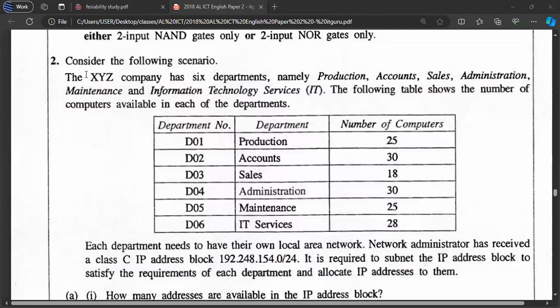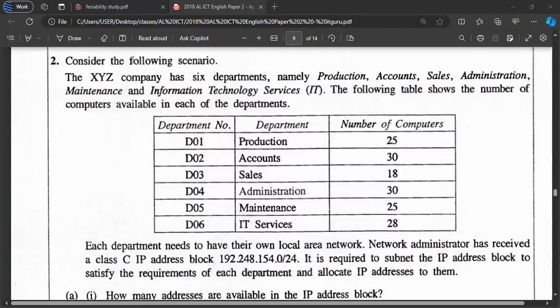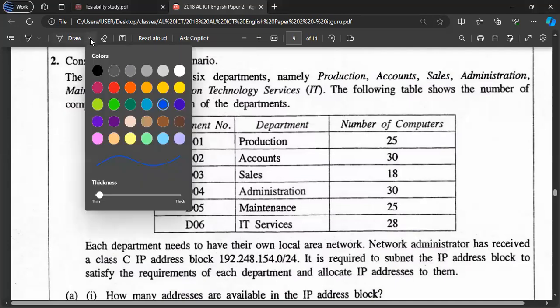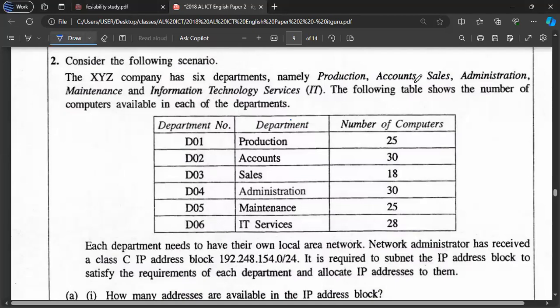Advanced level ICT networking past paper question, in part 2. Consider the following scenario. They have given you a scenario. The XYZ company has 6 departments, namely production, accounts, sales, administration, maintenance, and information technology services. The following table shows the number of computers available in each of the departments.